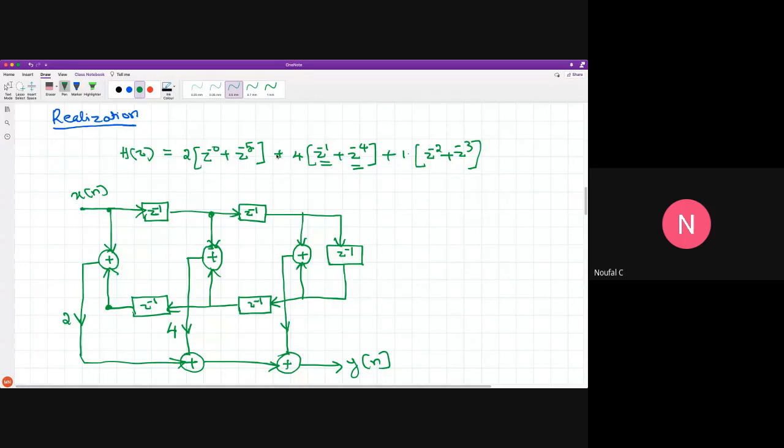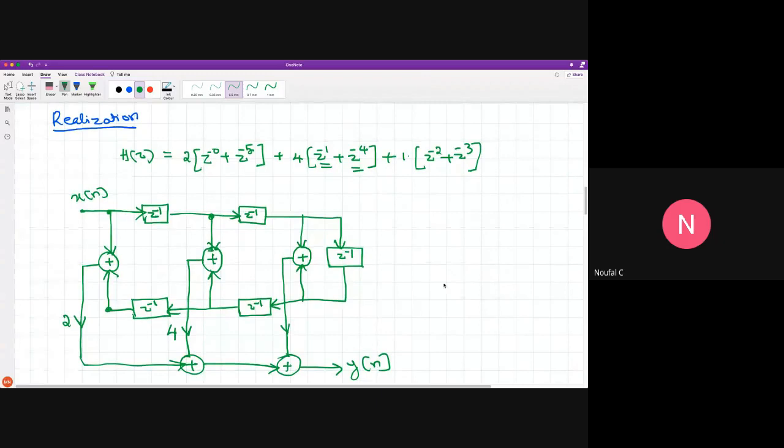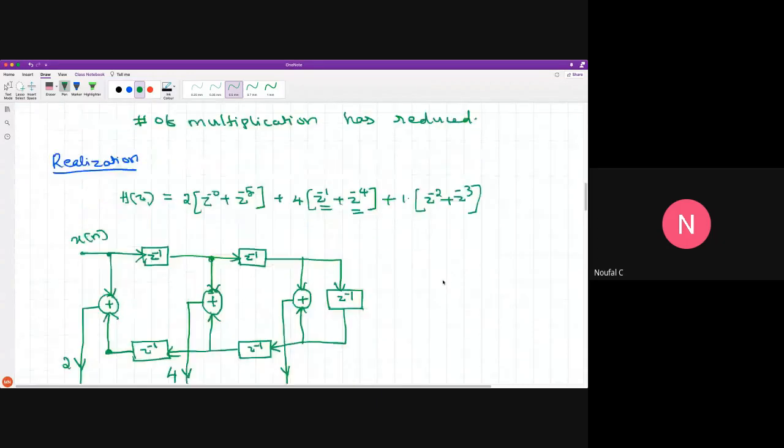Then you have the next one, that is 4 into z raised to minus 1 plus z raised to minus 4. So that can be added, and you can take it at this point, and the last one is obtained at this point, and you can add all of them together. You will get the value of y of n. Okay, so this is the realization that we have to find. Is it clear? And you can draw this in your notebook.